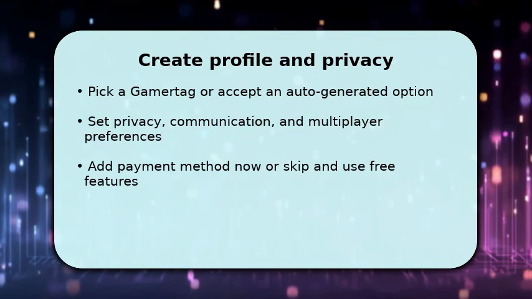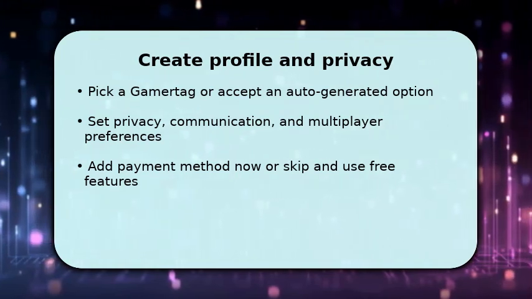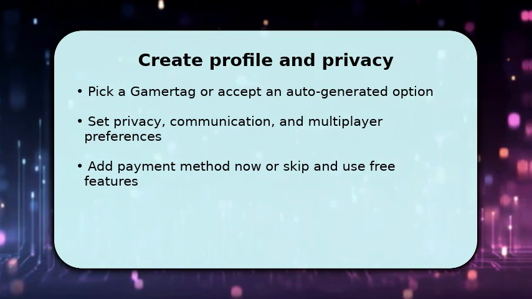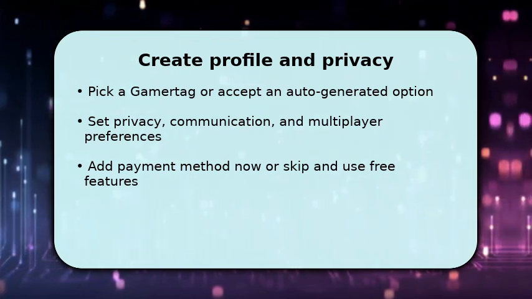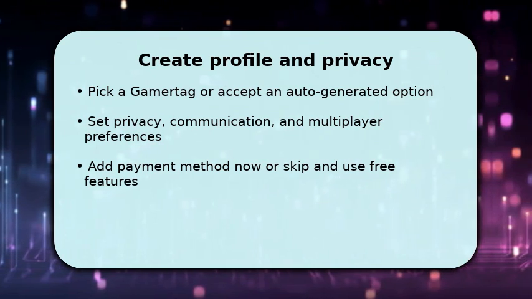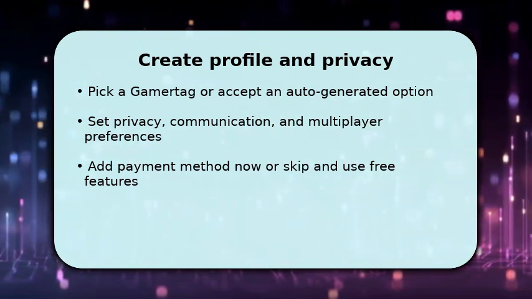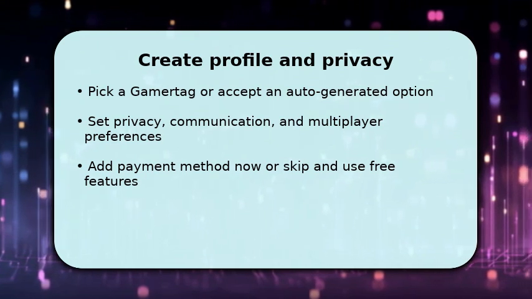Next, you pick a gamer tag. This is your public identity, so choose something memorable. If taken, the system suggests variants. Then configure privacy and communication settings. Decide who can message you, see your activity, or join games because these rules control safety and social access.